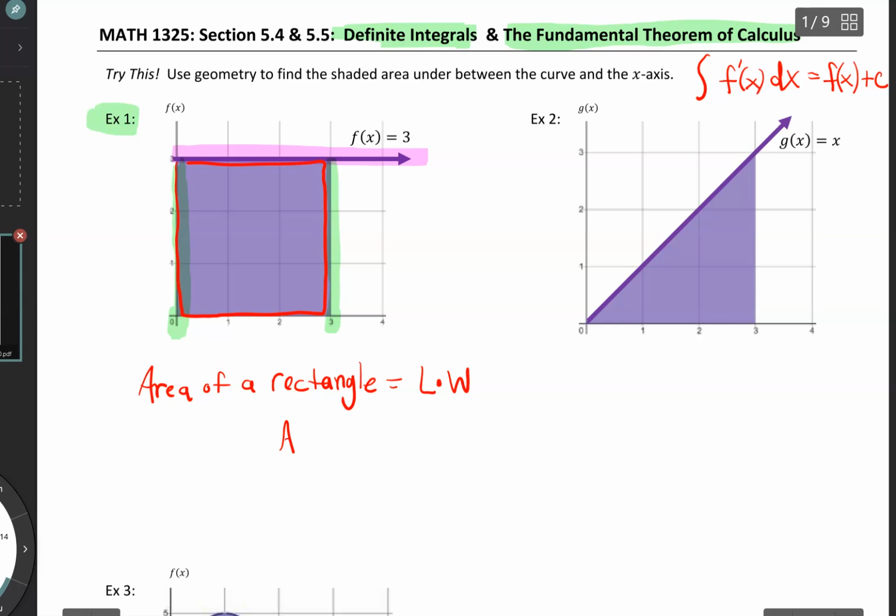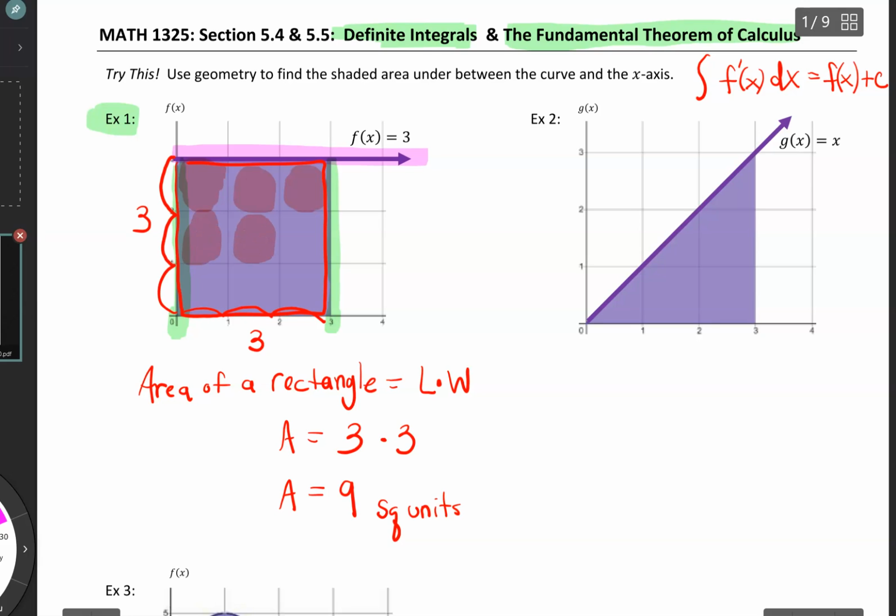Okay, so let's just find that real quick. This area is going to have a length of 1, 2, 3, a length of 3, and a width of 1, 2, 3, a width of 3. So this area is just going to be 9 square units, whatever we're measuring by. So straight up geometry. You could have also just counted the squares inside the shape, right? There are 1, 2, 3, 4, 5, 6, 7, 8, 9 square units in there. So you could have just counted that up. So I don't need calculus to do this problem. I have geometry for this, right?